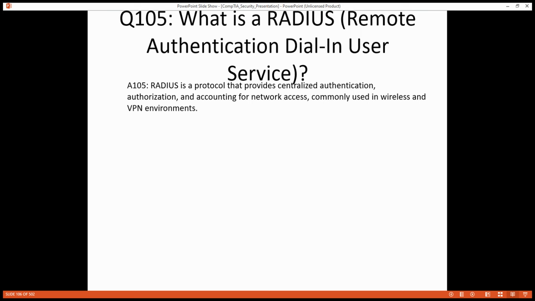Q105. What is RADIUS, Remote Authentication Dial-In User Service? A105. RADIUS is a protocol that provides centralized authentication, authorization, and accounting for network access, commonly used in wireless and VPN environments.